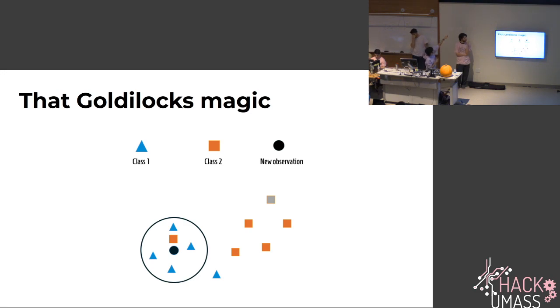And you can see here, the one orange square that's in the circle is not close to the other orange squares, right? It's kind of noisy. It doesn't really fall into the category of the other orange squares. I mean, it is an orange square, right? But the data point's a little bit weird. It's inside the region where all the blue triangles are.